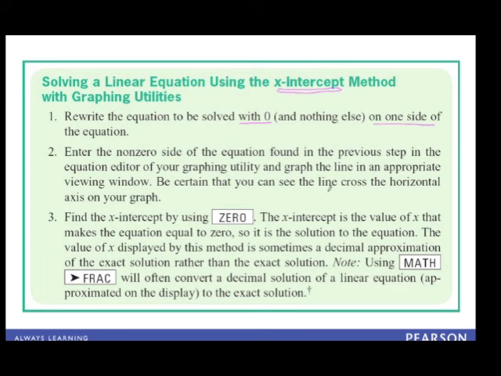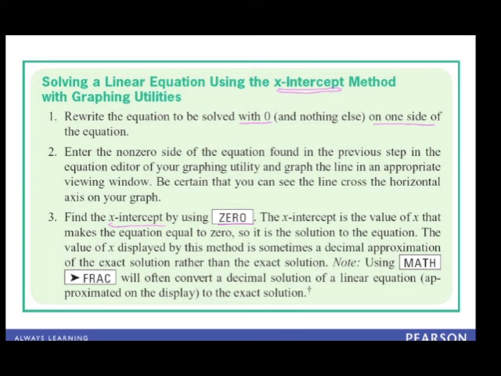Be sure that you can see where the line crosses the horizontal axis. Find the x-intercept by using 0. The x-intercept is the value of x that makes the equation equal 0, so it is the solution, and it's where it crosses the x-axis. The value of x displayed in this method sometimes is a decimal approximation of the exact solution rather than exact.